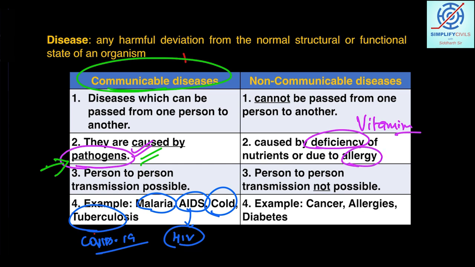With respect to allergy also, we can say that non-communicable diseases spread through allergies. I have already given you that as an example. So these are the basic differences between communicable and non-communicable diseases. In addition to this, we can further classify diseases into two other types. One can be acute diseases, and the other can be chronic diseases. I'll tell you the differences. This is another type of difference, between acute and chronic diseases.